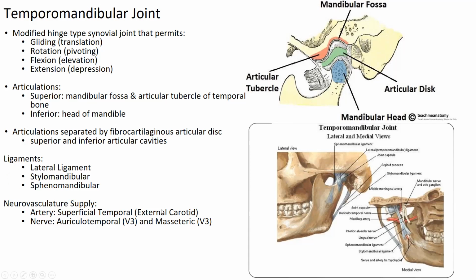Out of the ligaments, the stylomandibular one is probably the only one that's super relevant. That is something you might see, you might not see it, but this is the one that you would likely see tagged rather than them tagging the joint capsule or the sphenomandibular, just because it's in such an awkward place.